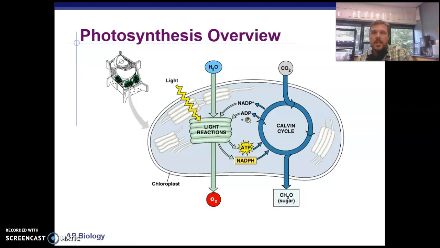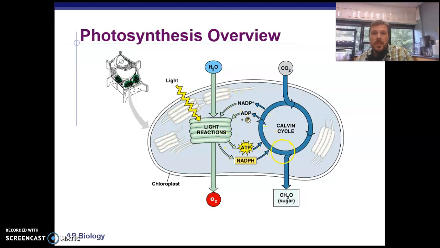If we were to divide photosynthesis into two parts, the first part would be the light reactions and the second part would be the Calvin cycle. The light reactions are where we're harvesting solar energy and converting it to chemical energy. Then we send that energy to the Calvin cycle, where CO2 is converted into sugar.